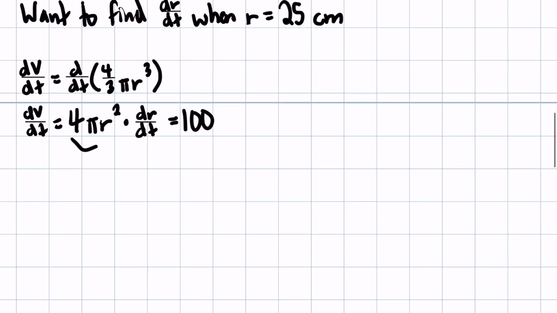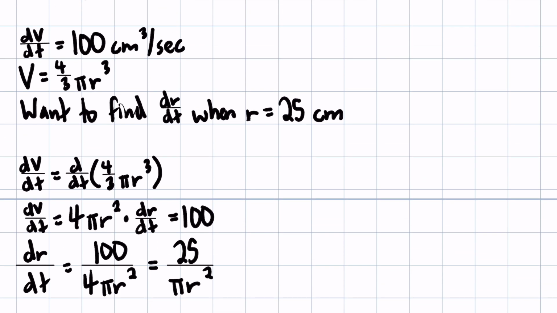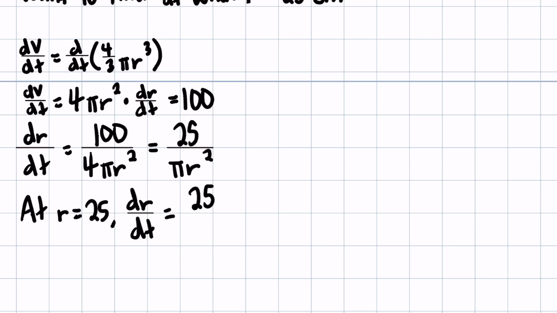So now we can use this to solve for dr/dt. So dr/dt is going to be 100 divided by 4 pi r squared. We can divide 100 by 4 to get that this is 25 over pi r squared. Now, we specifically want to find this when the radius is 25 centimeters. So, at r equals 25, to find dr/dt, we just plug in 25 for r.